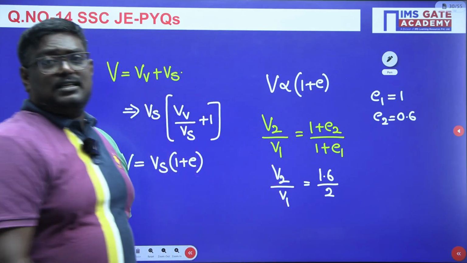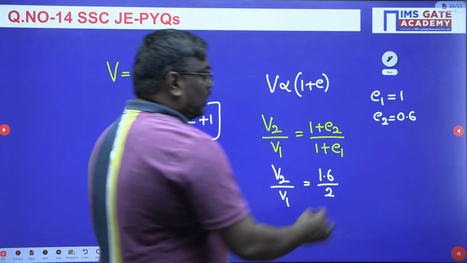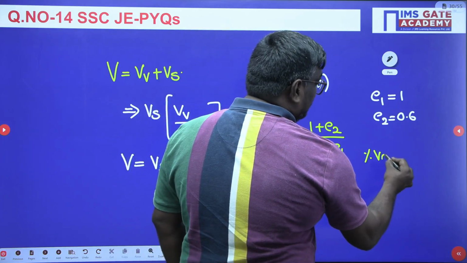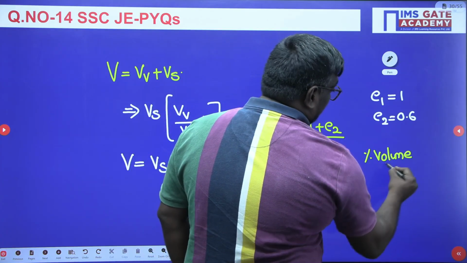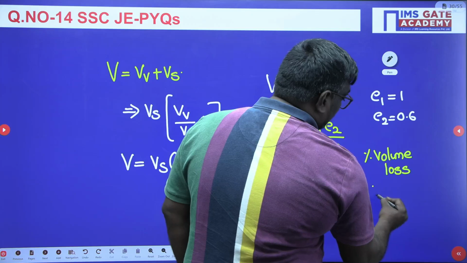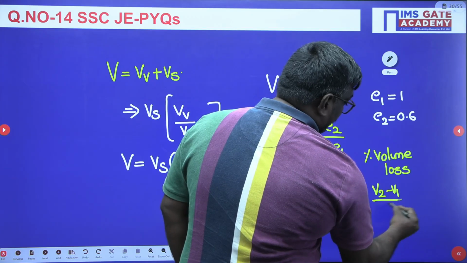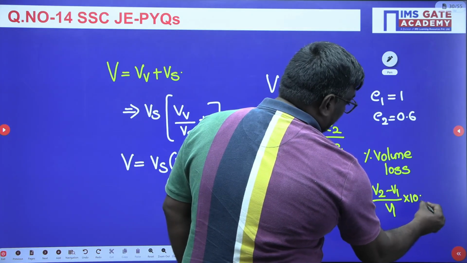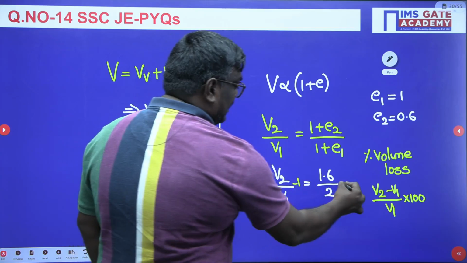But what have they asked in the problem? They have asked percentage of volume loss. So, percentage of volume loss means what, my dear students? Percentage of volume loss is nothing but V2 minus V1 by V1 into 100. Am I correct or wrong? So, you just minus 1 here and minus 1 here.